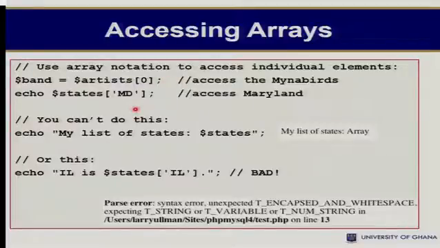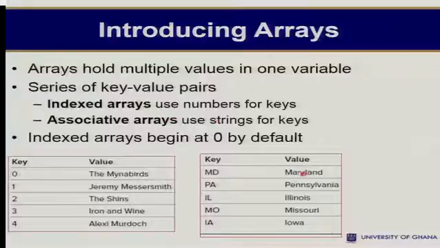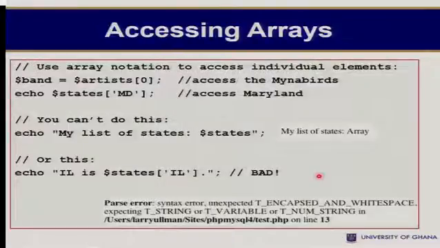Now this is the associative array. In this particular statement, we are trying to echo out what is stored with the key value MD. If you go back to this array, we see that Maryland is stored with the key value MD. So if I want to access Maryland, all that I need to do is to specify the array name state, and then I put my brackets and specify the key value, which is MD. Okay, so I hope that is clear.